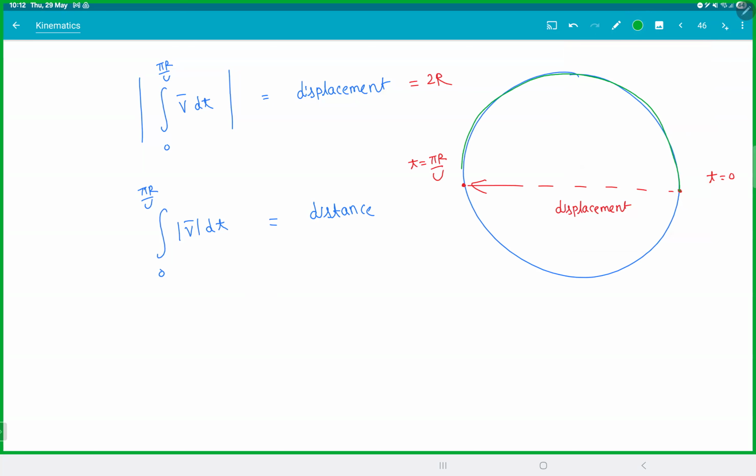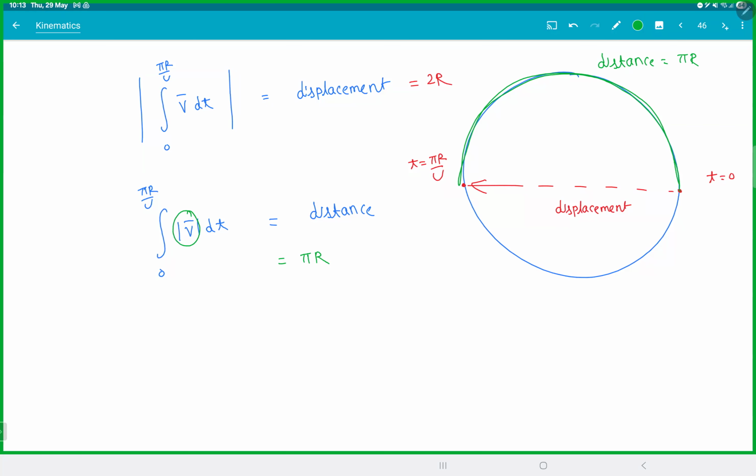In time pi r by u, it will go along a circle. This is your distance, which is pi r. So this will give you pi r. Did you see? Putting the mod outside and putting the mod inside change the whole answer. So there's no need to actually integrate. You need to understand the meaning of it.